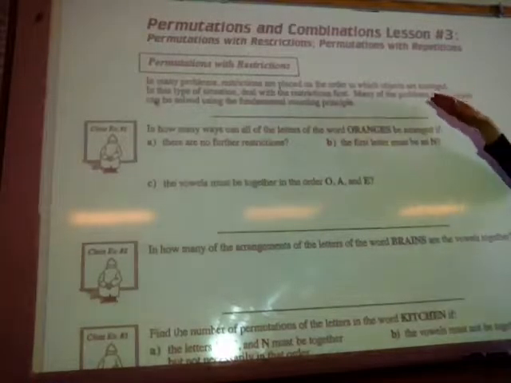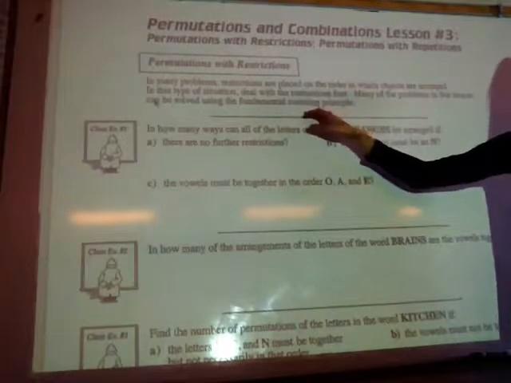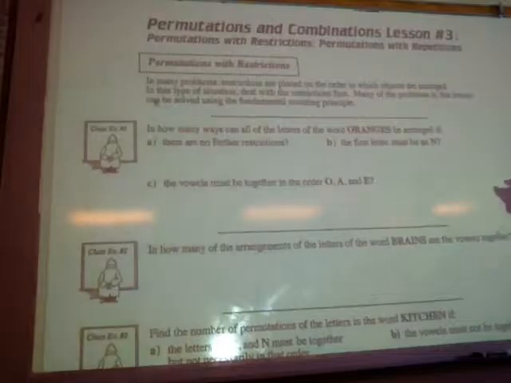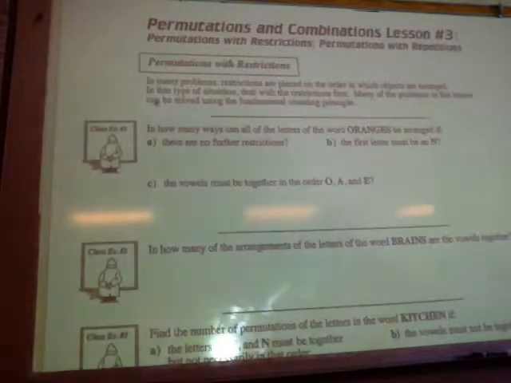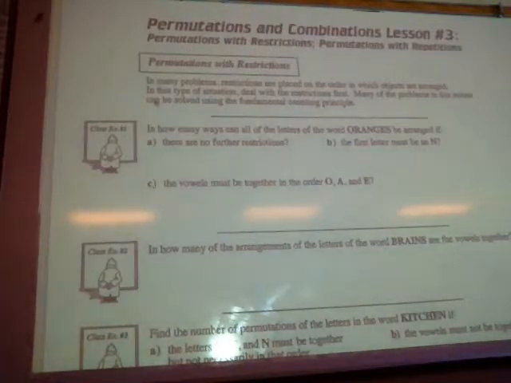For this lesson, a lot of the questions you can just apply the fundamental counting principle, but you can also apply the permutations formula if you want. Let's see how you do. It's just a little bit of review from yesterday.